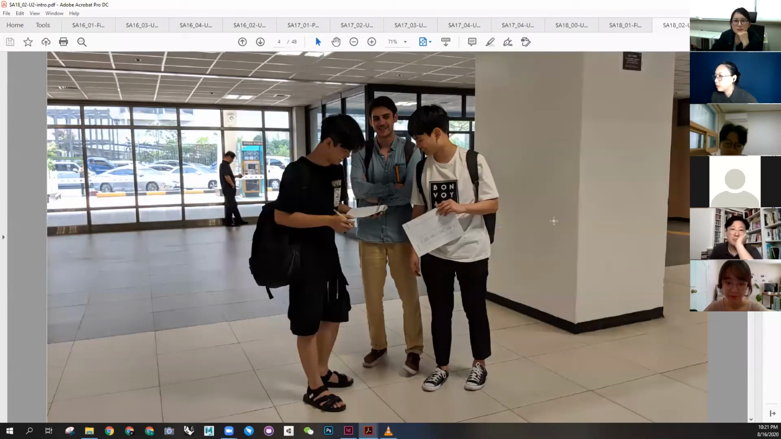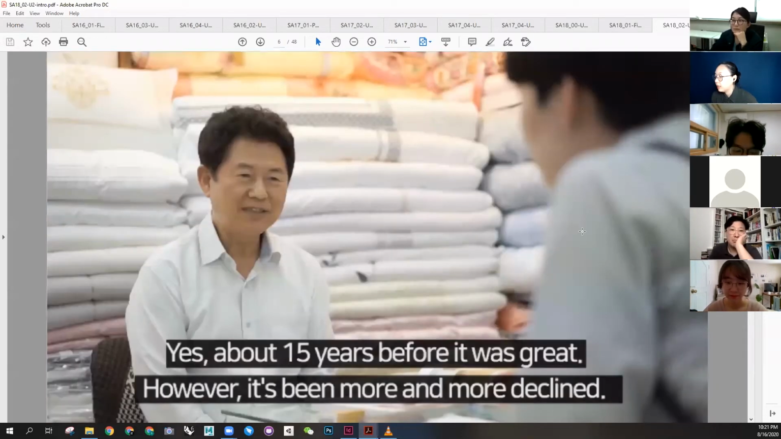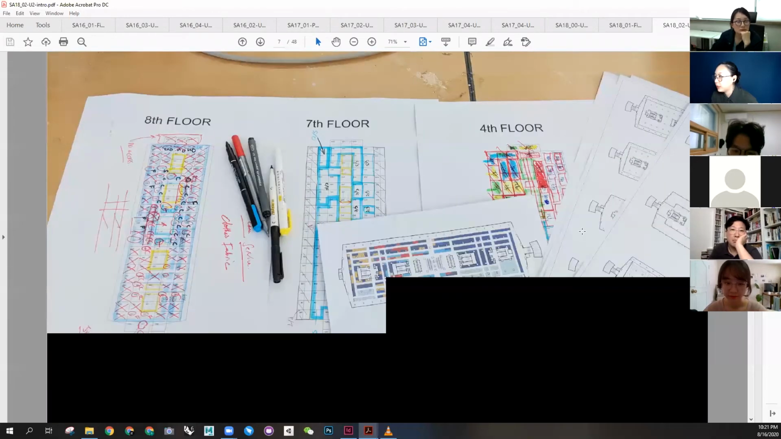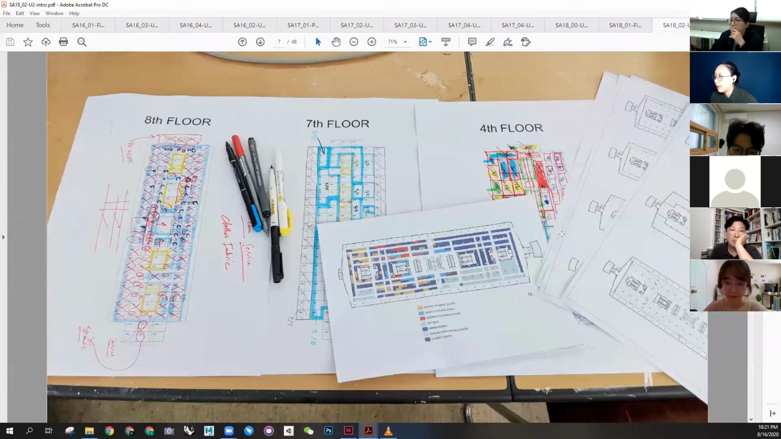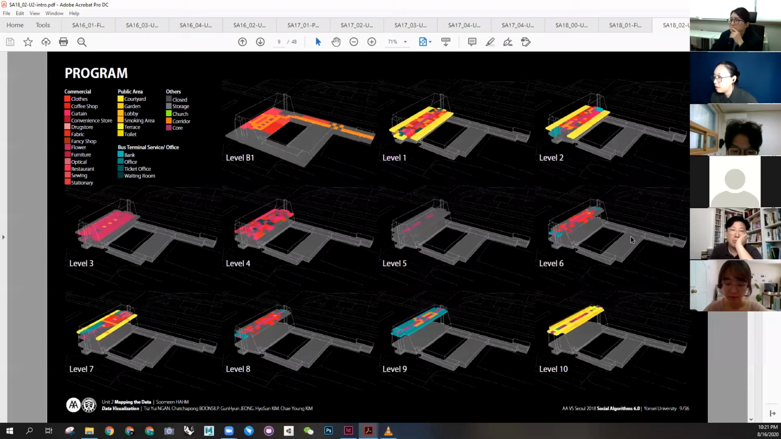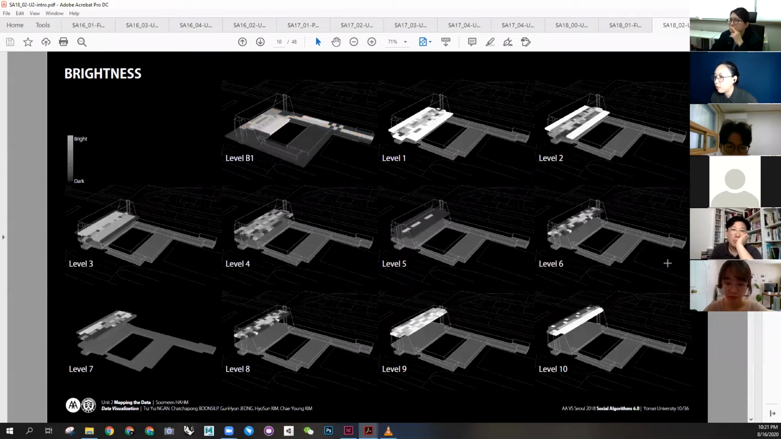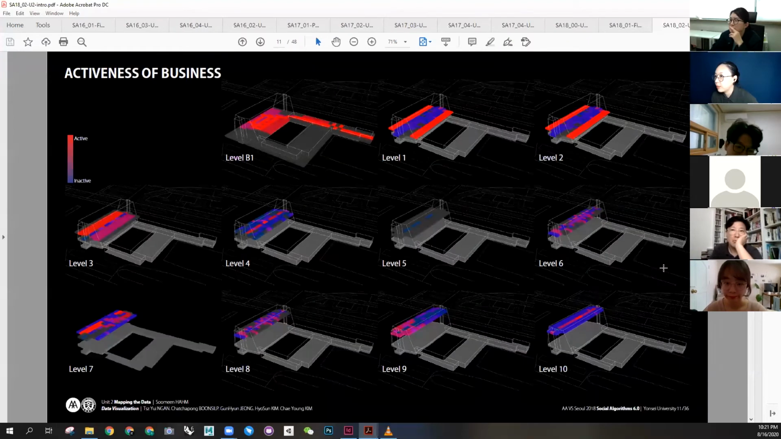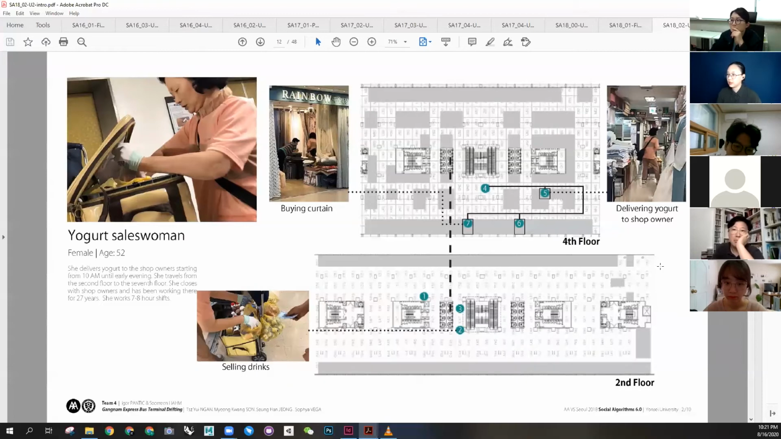So we went onto the site and collected different information from meeting people and mapped it out, firstly on paper, then to an Excel file, and then to Grasshopper, and visualized all these different data of three-dimensional positions, such as brightness and activeness of the business, and so on.